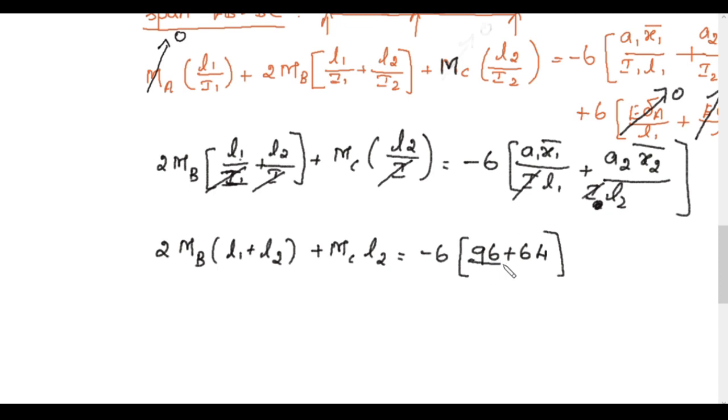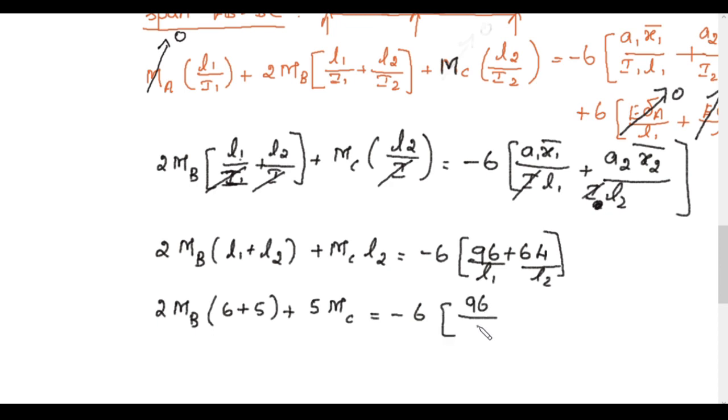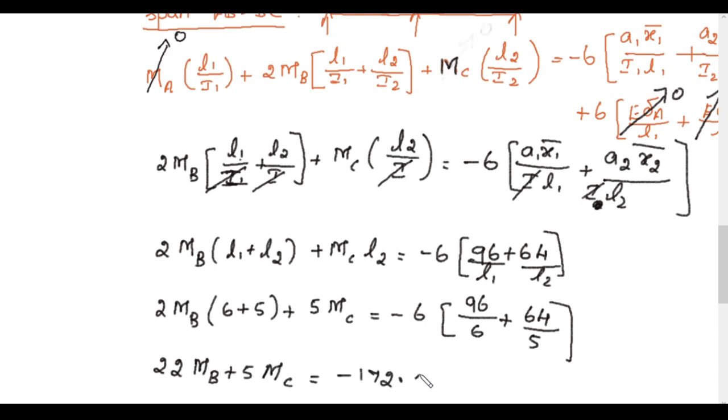We have an L1 and an L2, so we should substitute them. We have 2 MB into L1, the value is 6, plus L2 is 5, plus MC is equal to minus 6 into 96 by 6 plus 64 by 5. So we get 22 MB plus 5 MC is equal to minus 172.8. We will take this as equation number 1.